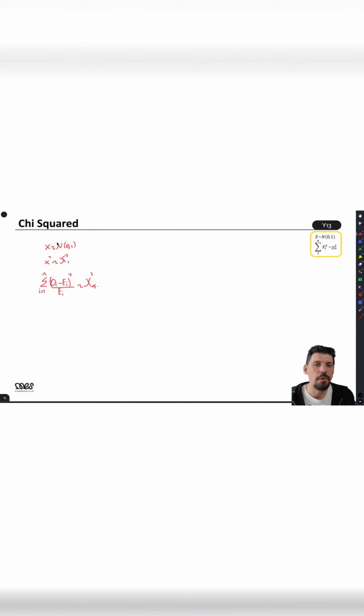I've looked it up. But one thing that I want you to take away from this is really that chi-squared isn't just magic. It's if x follows a normal, x squared follows a chi-squared. And that's what it is. It's just the name we've given to the square of the normal distribution.